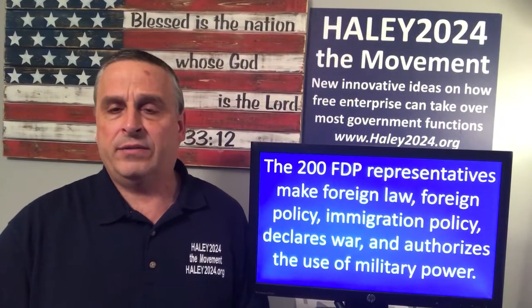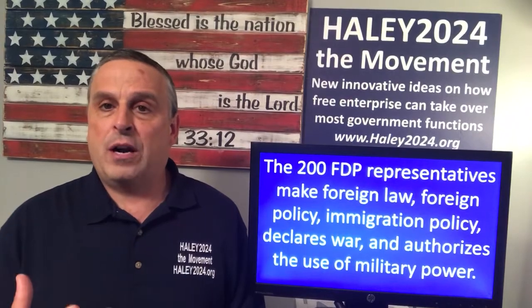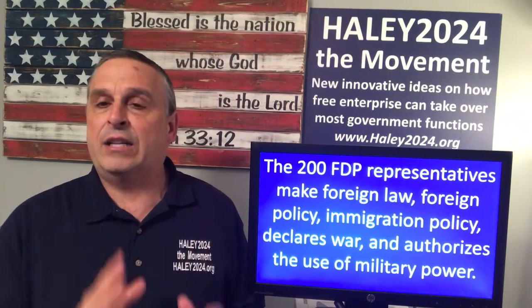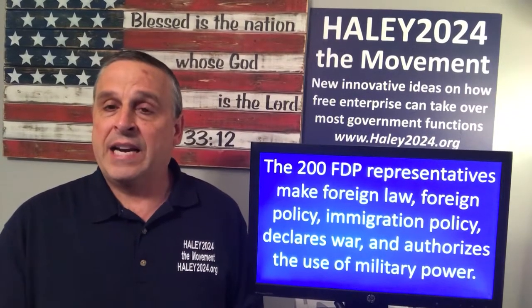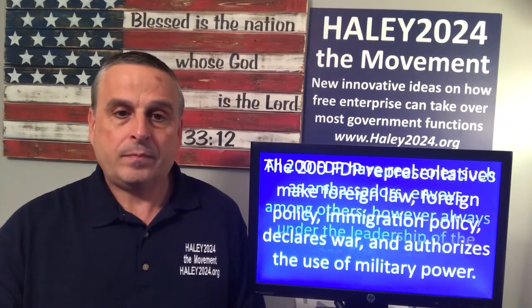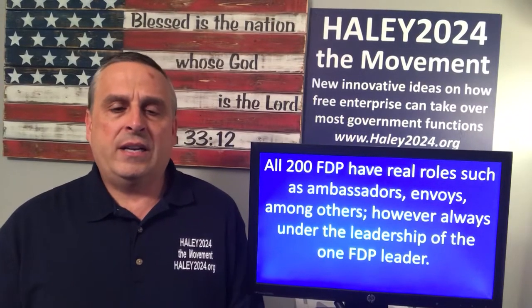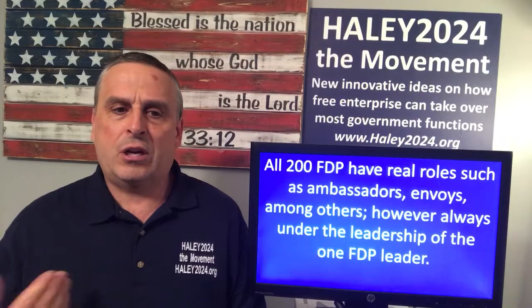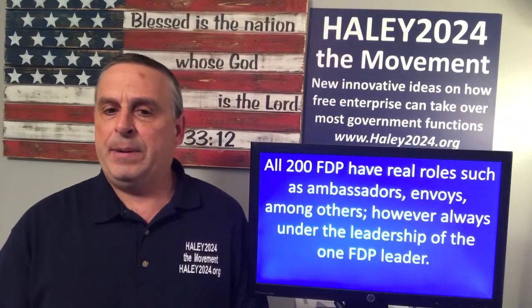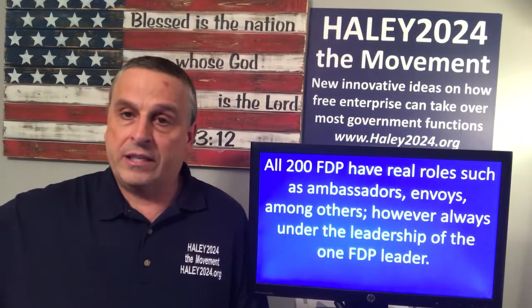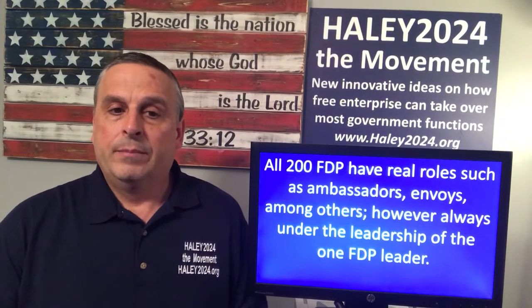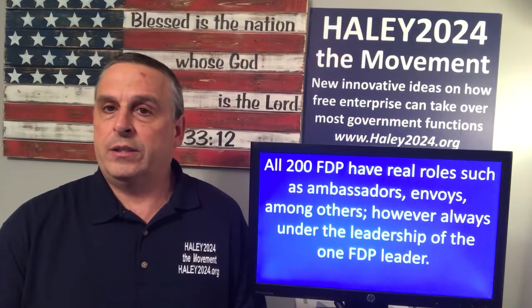And these are much better representatives than we currently have because they are coming from every CRA, and every CRA stated their mission statement and their philosophy of how it should be done. Everybody picked their CRA based off that philosophy and their track record. All 200 FDP have real roles such as ambassadors, envoys, among others. However, they're always under the leadership of one FDP leadership, always under the control of the Secretary of State, the top leader, because we need to speak to other countries in one voice.